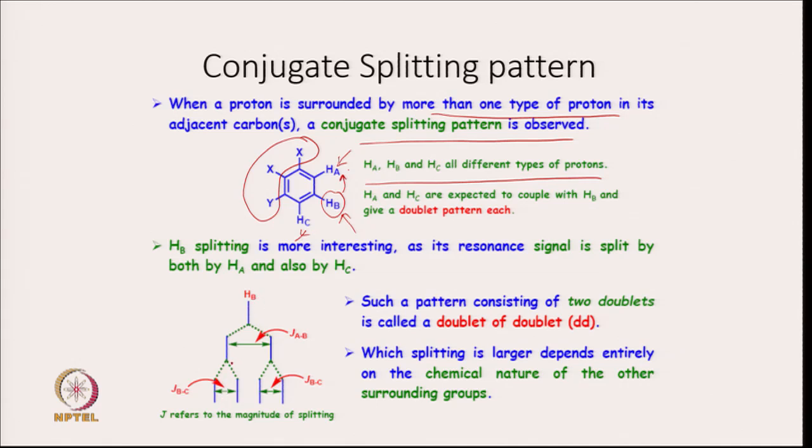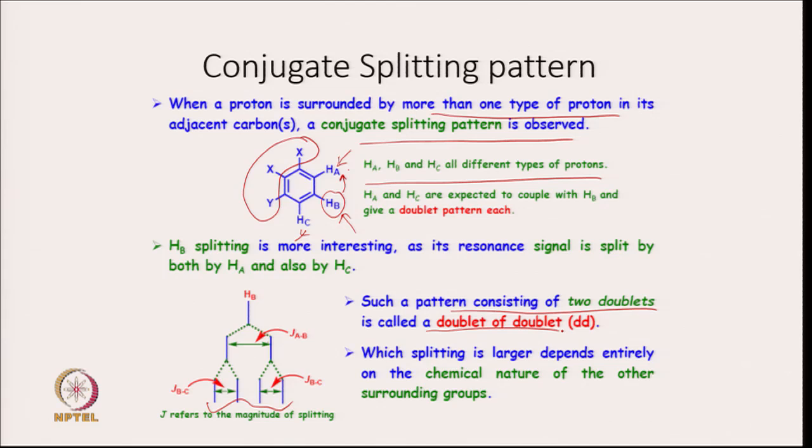So, Hb, this is splitting because of its coupling with A, and now since B is also coupled with C, these 2 peaks again will split, and this is your coupling constant between A and B, and this will be the coupling constant between B and C. So, there will be 4 peaks, but this is called 2 doublets or doublet of doublets, dd.